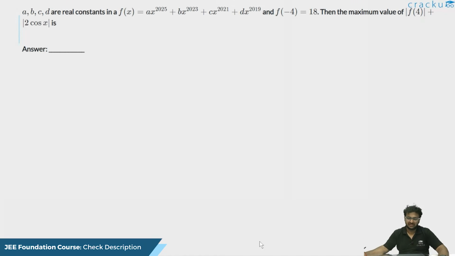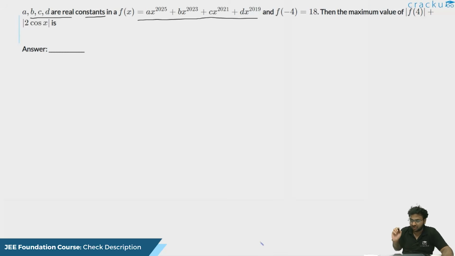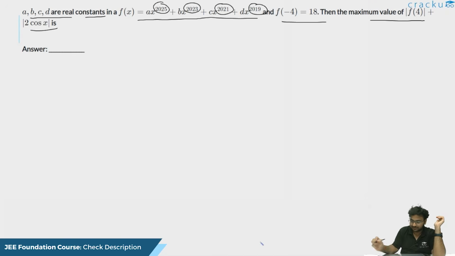Hi everyone, so let us look at this question. The question says that if a, b, c, d are real constants in f of x equal to this equation and f of minus 4 equal to 18, then the maximum value of mod of f of 4 plus mod of 2 cos x is. So basically, you can see that the powers of x in this question are 2025, 2023, 2021, 2019. Find a pattern between these powers. As you can see, all the powers are odd.